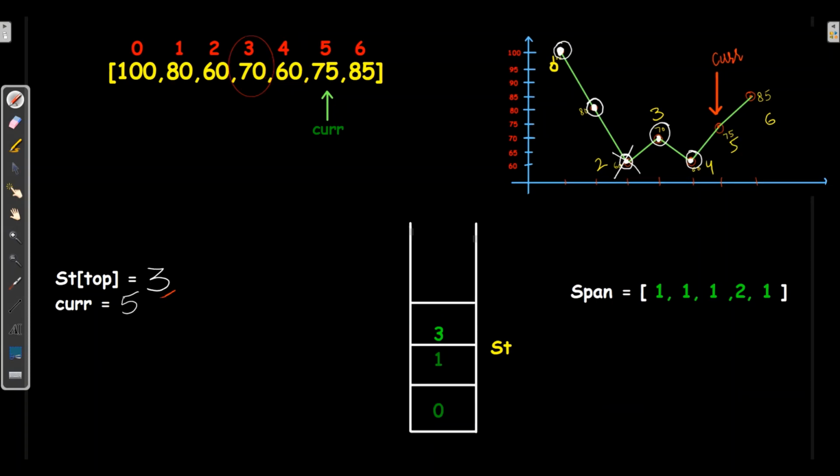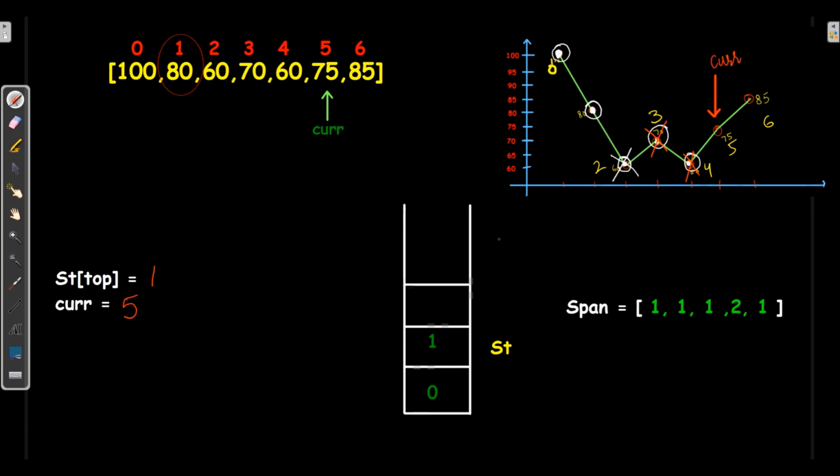Now we will compare the recent stack top price, which is 70, and the fifth one is 75. So is 70 greater than 75? No, it's not. So this 3 index will be popped out from here. So 4 index was popped out, 3 index was popped out. Now we will have at stack top 1 index. Here we are just maintaining all the higher values in the stack. That's why all the values less than 75 were already popped out.